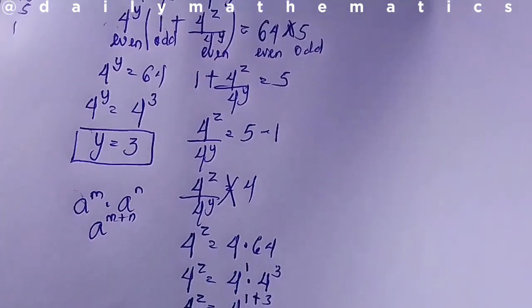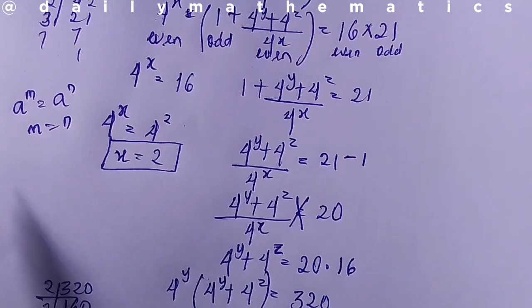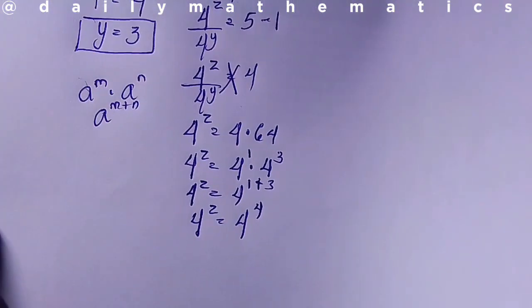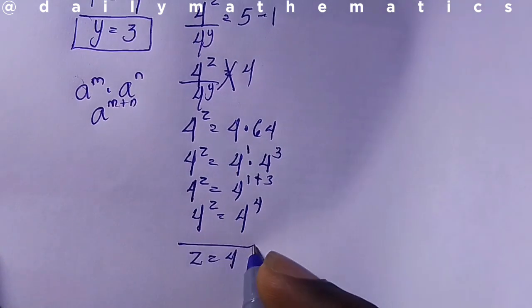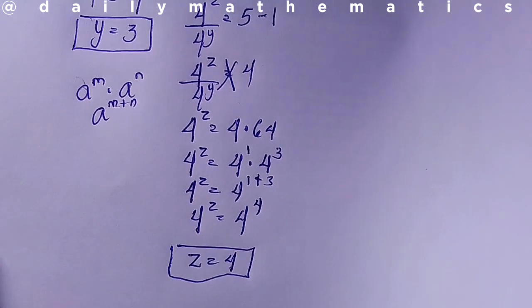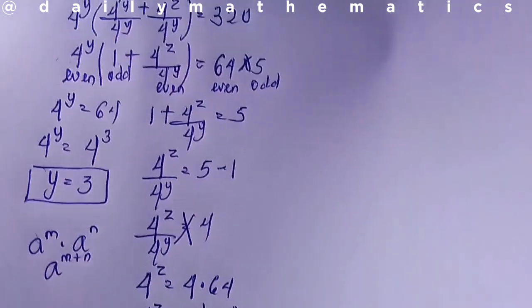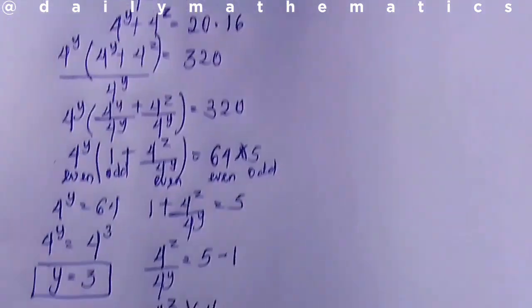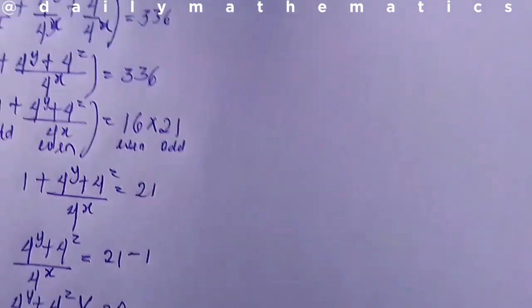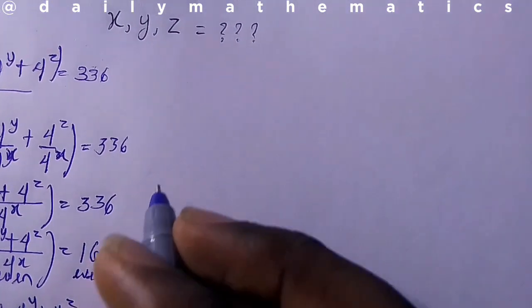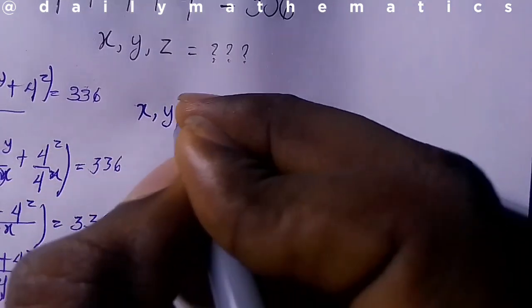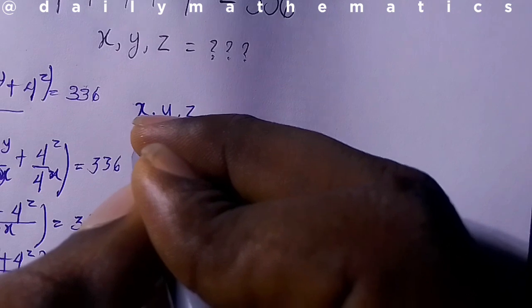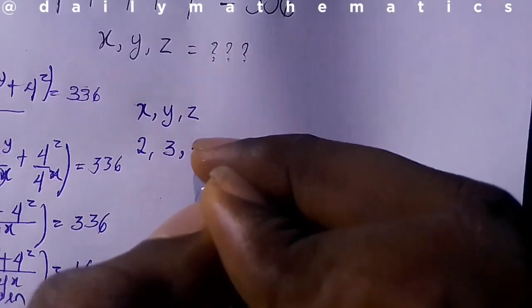And remember this law, when the bases are the same, a raised to the power of m equals a raised to the power of n, we equate the powers. So from here we equate the powers, z equals 4, right? Good. So from here we can see that x here is 2, y is 3, z is 4. So x, y, z equals 2, 3, 4, right? So we come to the question here and we'll say x, y, z equals 2, 3, 4, right?